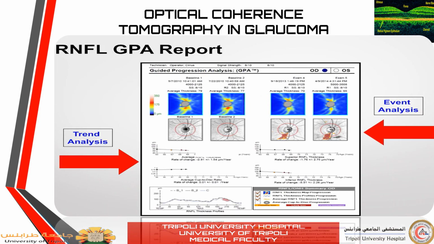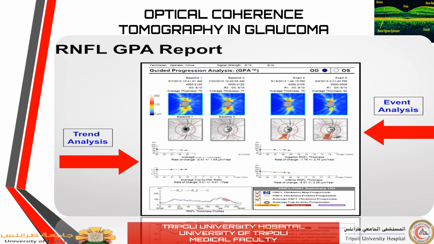This is an example of the guided progression analysis for the retinal nerve fiber layer thickness around the optic nerve that we do in glaucoma patients. As I said, we have two types: trend analysis and event analysis. The event analysis analyzes a particular local defect in the OCT, or the structural changes over a period of time, and sees if there are any significant changes.